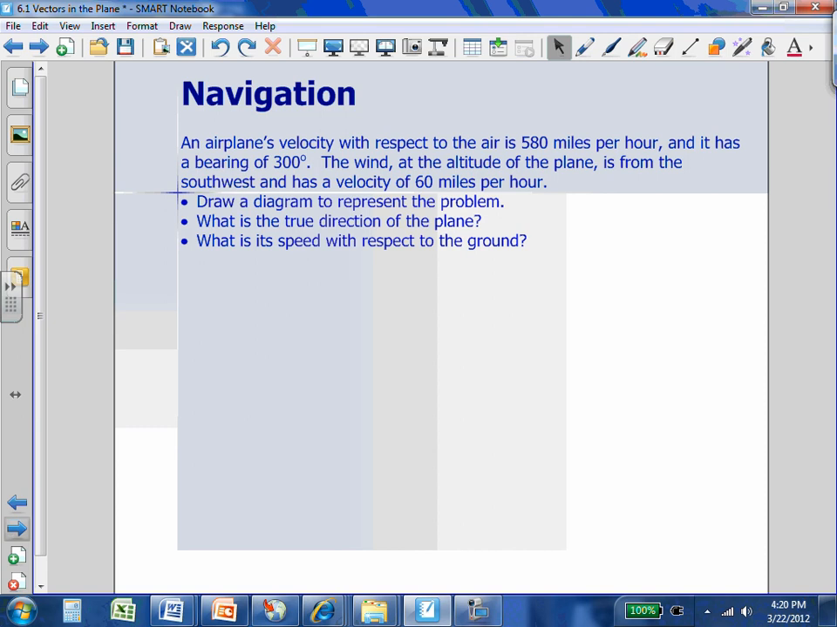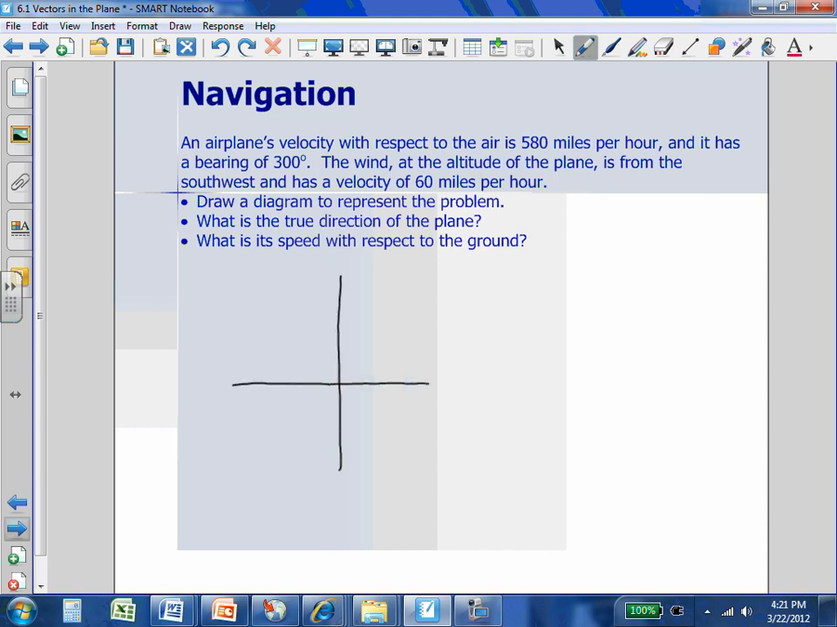Right, now let's take a look at an airplane, and this kind of goes back to adding vectors together. So let's see. We have an airplane velocity with respect to the air is 580 miles per hour. It has a bearing of 300 degrees. Now this bearing thing is going back to 0 degrees being north and going clockwise around. And then there's wind that's acting on it at the same altitude of the plane. It's from the southwest. It has a velocity of 60 miles per hour.